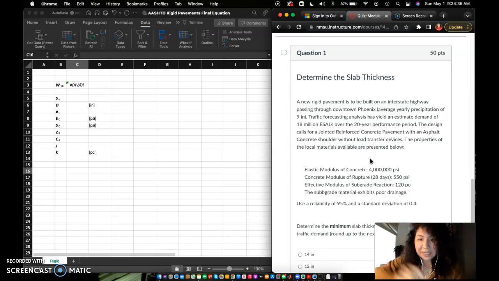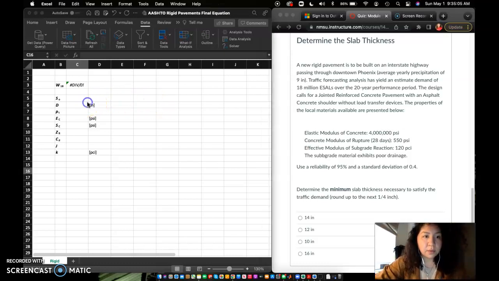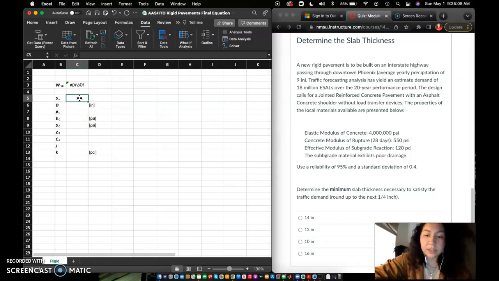Okay. Reliability of 95%. Standard deviation of 0.4. Determine the minimum slab thickness necessary to satisfy the traffic demand, round up to 1/4 of an inch. Okay. So we know standard deviation of 0.4.